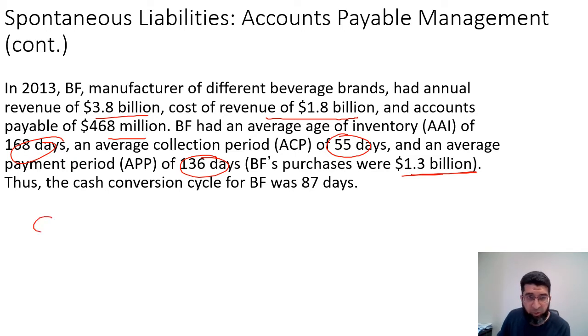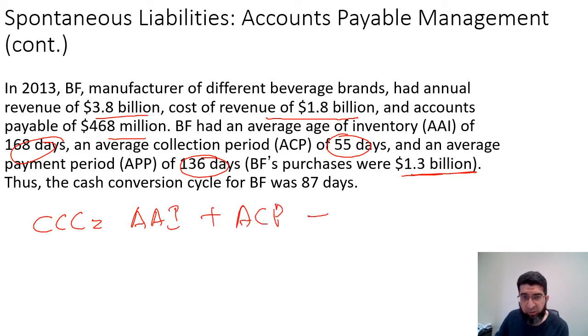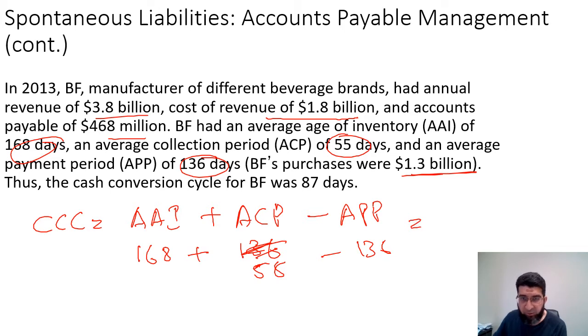We know the cash conversion cycle equals the average age of inventory plus the average collection period minus the average payment period. This comes out to be 168 plus, sorry, it's 55, minus 136, and this gives us 87 as the cash conversion cycle.